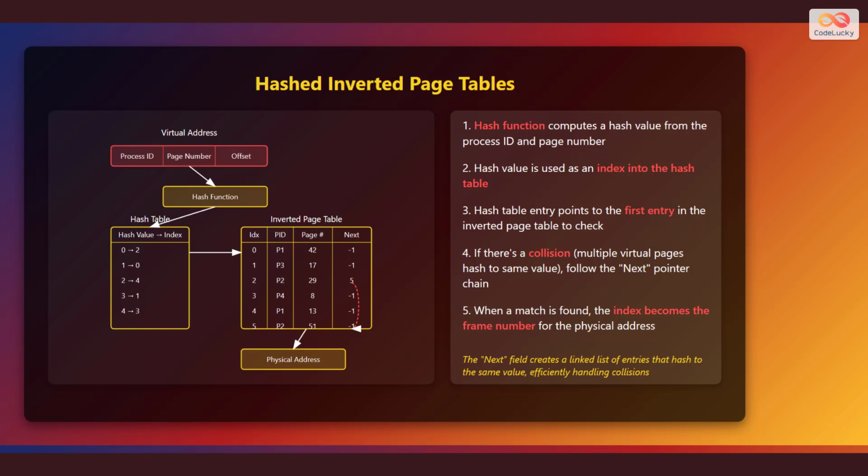Let's explore hashed inverted page tables. A hash function computes a hash value from the process identification and page number. The hash value is then used as an index into the hash table. The hash table entry points to the first entry in the inverted page table to check. If there is a collision, meaning multiple virtual pages hashed to the same value, follow the next pointer chain. When a match is found, the index becomes the frame number for the physical address. The next field creates a linked list of entries that hash to the same value, efficiently handling collisions.